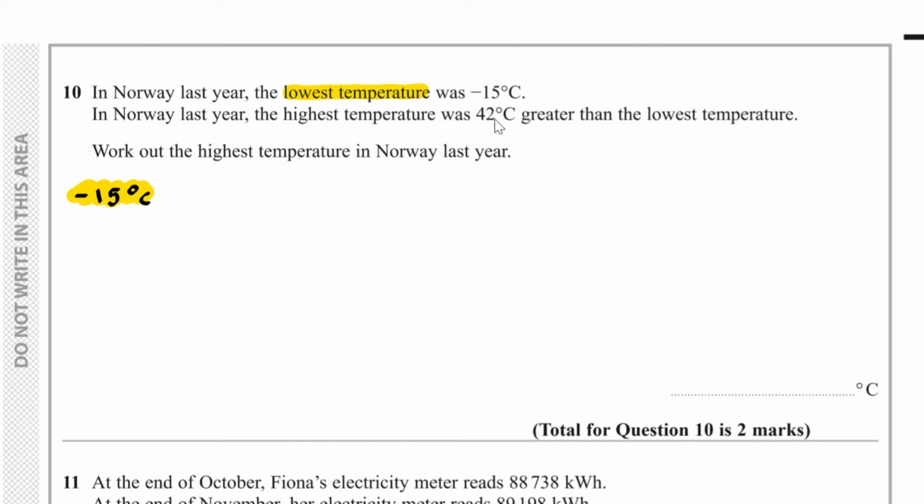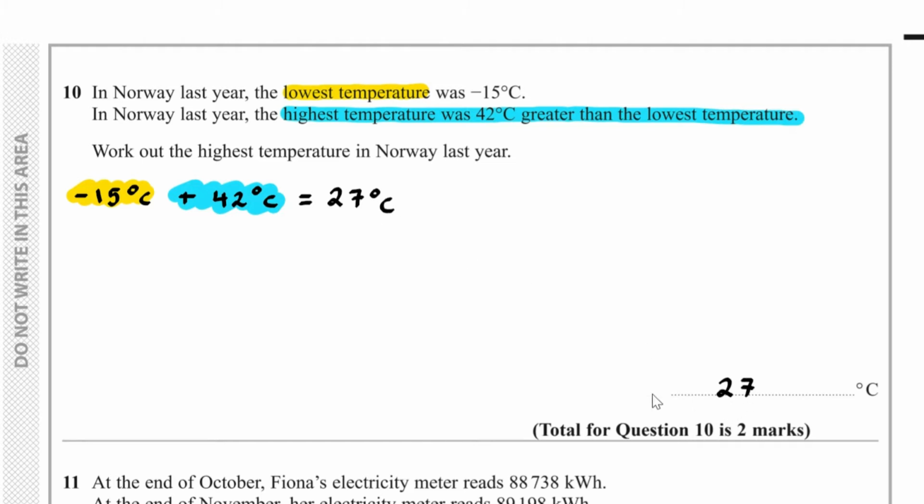Then the highest temperature was 42 degrees C greater than the lowest temperature, which means I would have to add 42 degrees C to this value, because the highest temperature was 42 degrees greater than the lowest temperature. And if we work this out, negative 15 plus 42, that's the same as subtracting 15 from 42, which is 27. The highest temperature then is 27 degrees C.